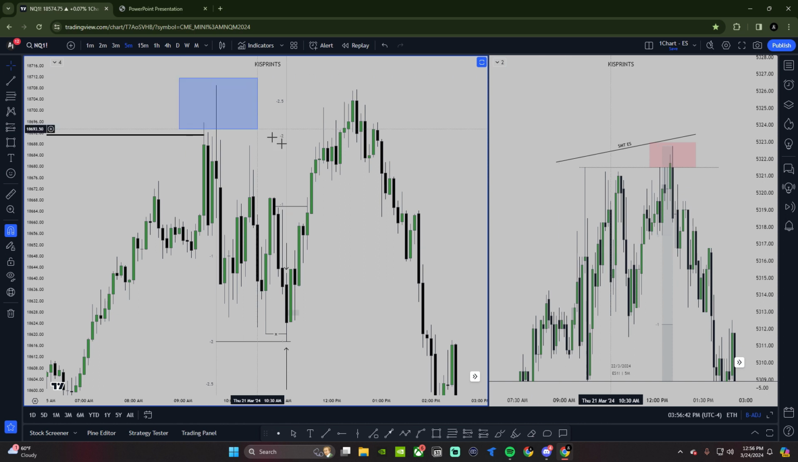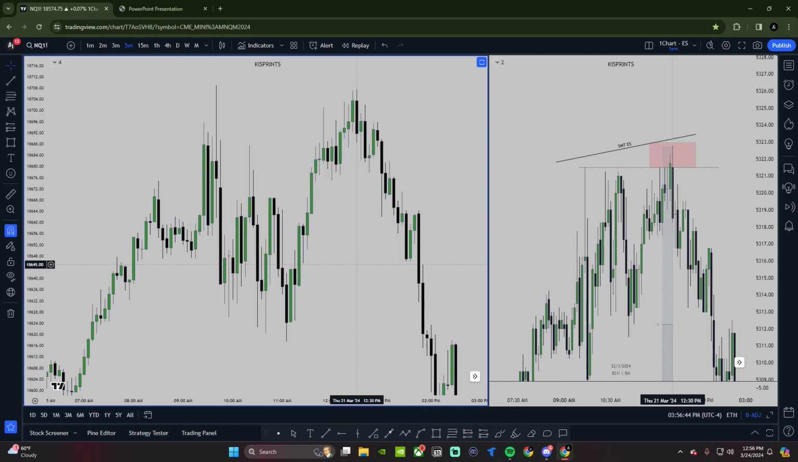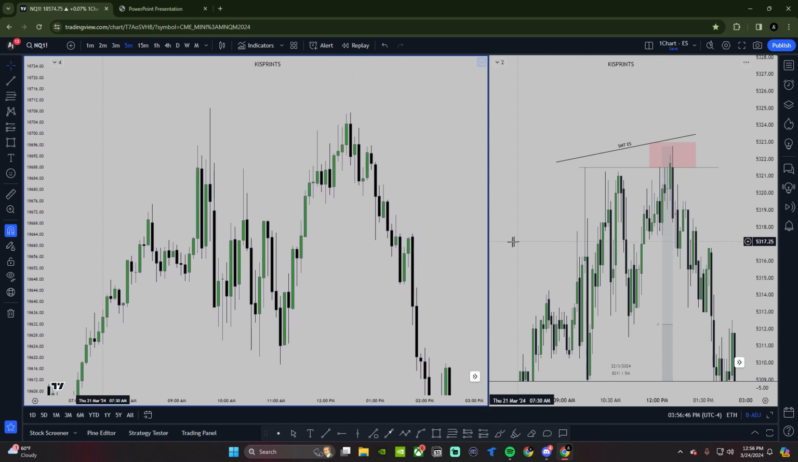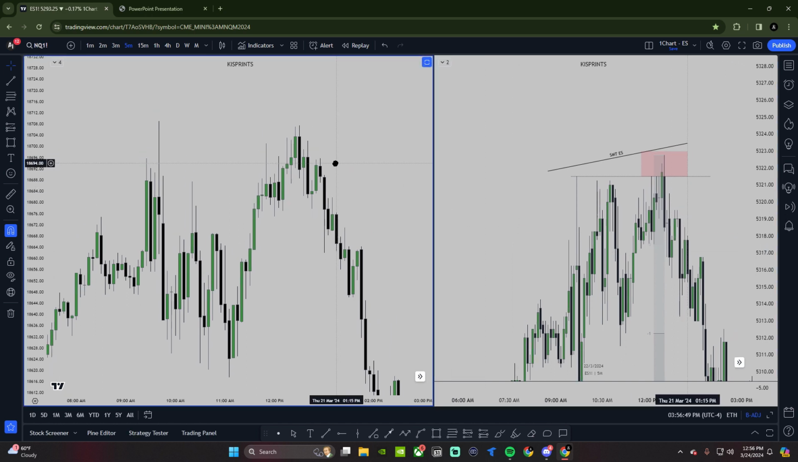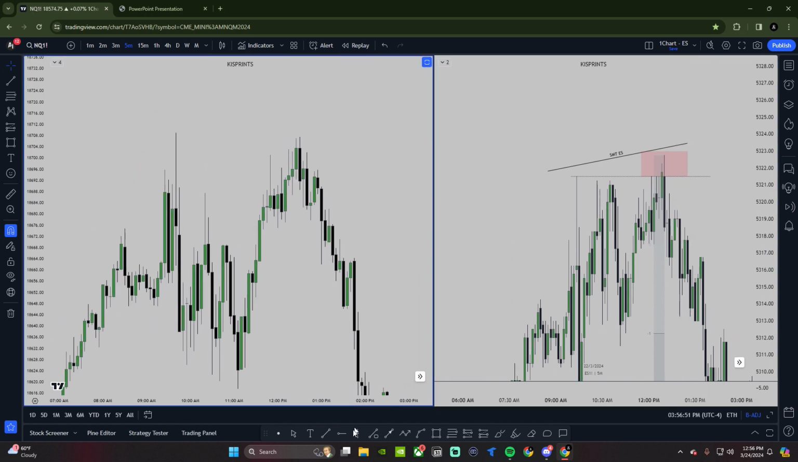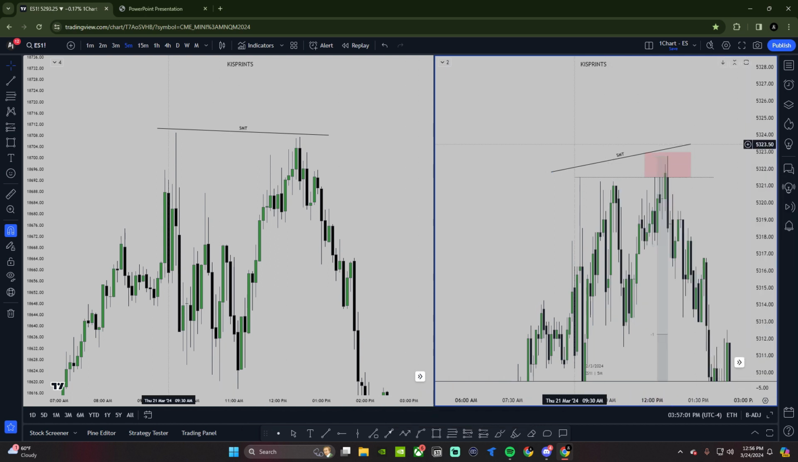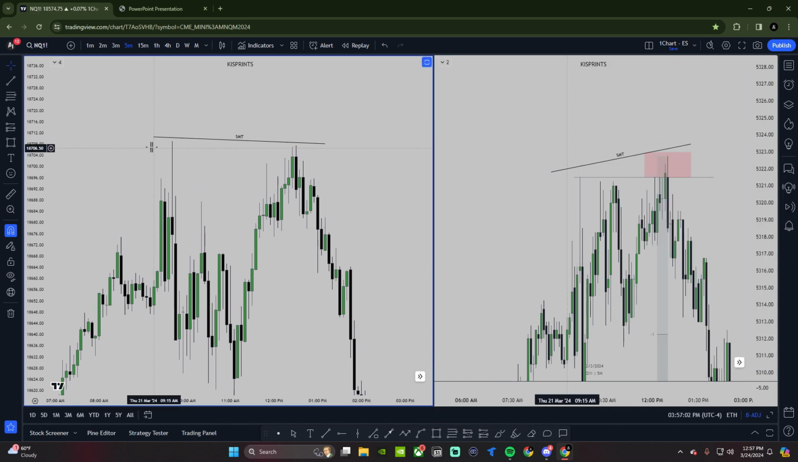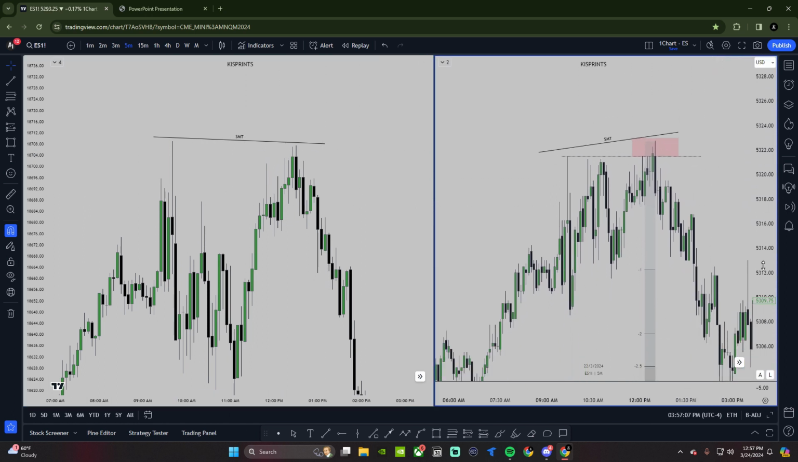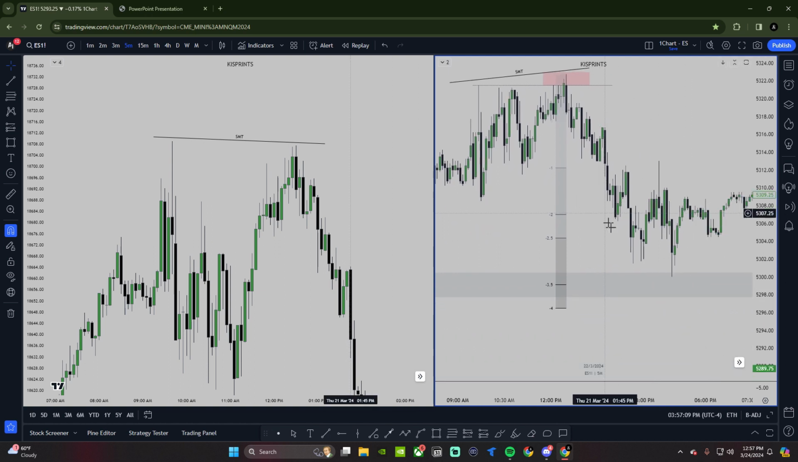All right, let's break this down, boys, because this is important. This is SMT right here. What do you guys notice about these highs right here? It's pretty obvious now, I already marked it out. SMT, right? NQ does not take the high. ES takes the high. And this was actually a beautiful model setup right here.